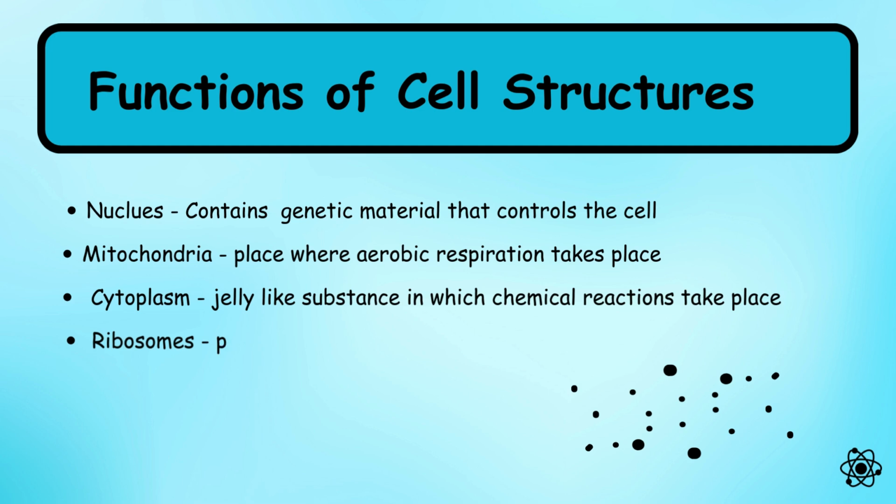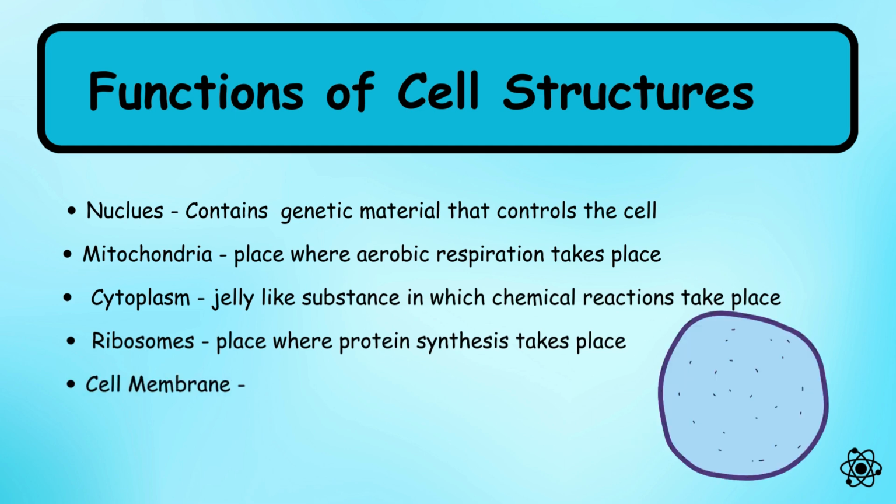The ribosomes are the place where protein synthesis takes place. There can be hundreds of proteins that need to be made for the cell, and it is the ribosome's job to do this. Cell membrane controls what goes in and out of the cell. It is the outer covering of the cell, and it provides protection from its surroundings.